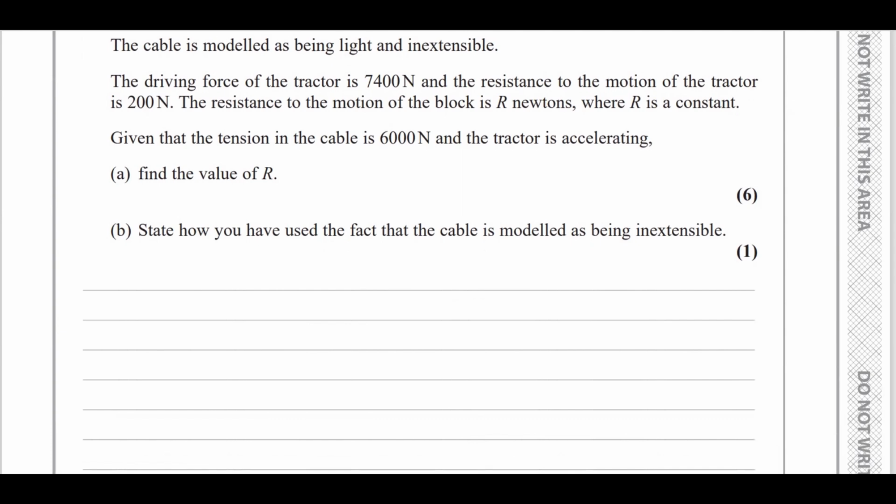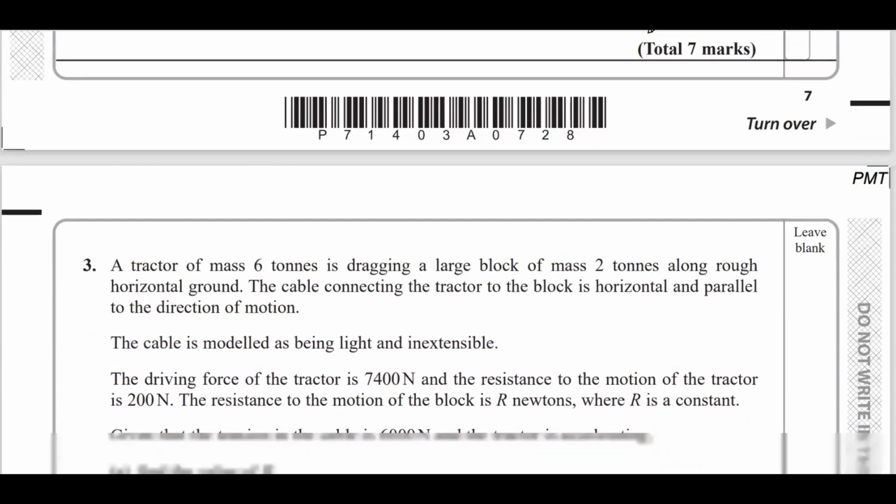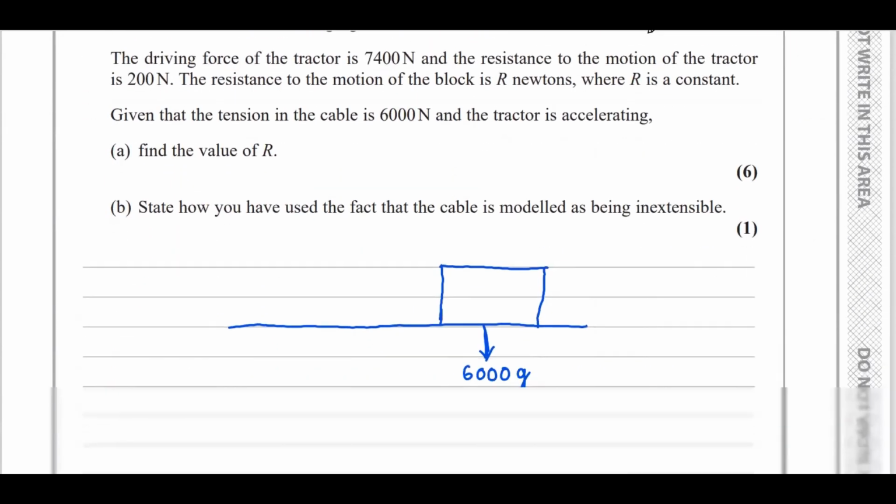So we have a rough horizontal plane and then a tractor of mass 6 tons. 6 tons means it is 6,000 kg. So weight will be mg. So 6,000 g will be the weight acting downwards. So it is dragging a large block of mass 2 tons.